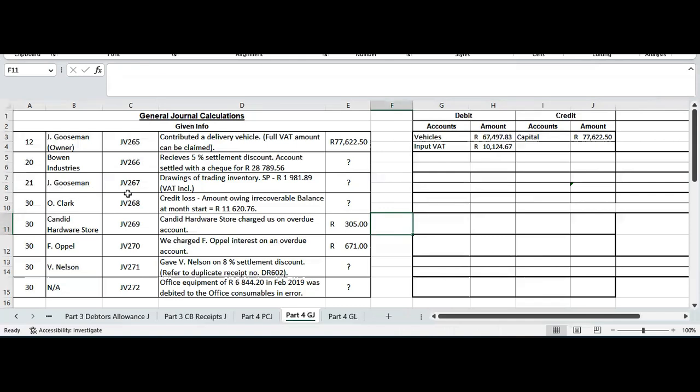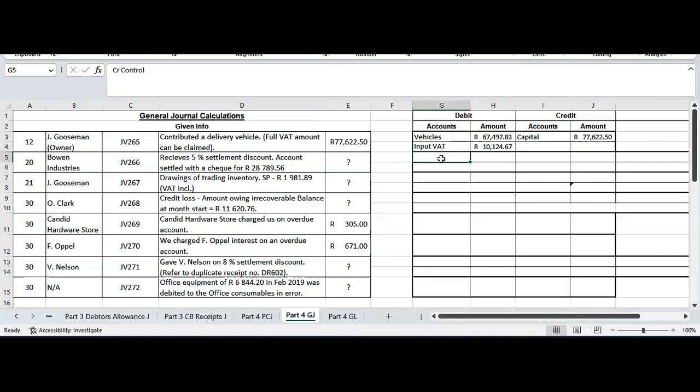It says on the 20th, we receive a 5% settlement discount. Account settled with a check for 28,790.89. Okay, so remember when this transaction was done, there was an amount that might be recorded in our cash book receipts, but not here. So basically, what is happening here?